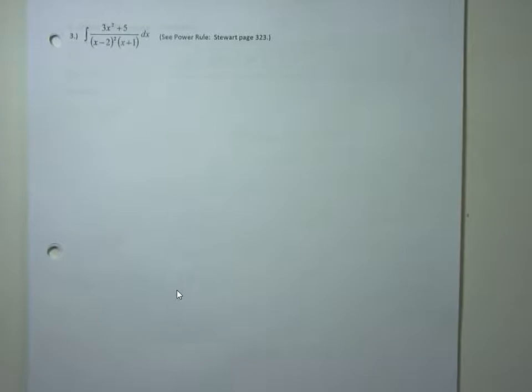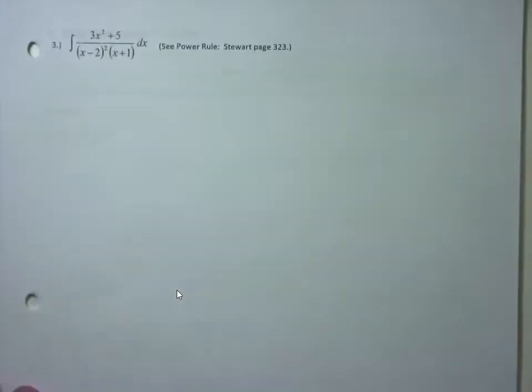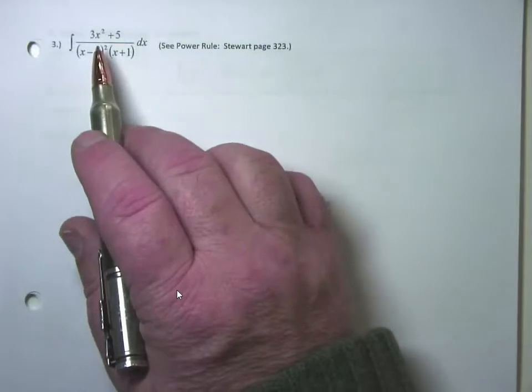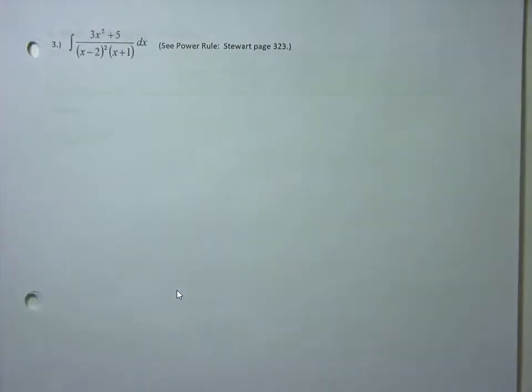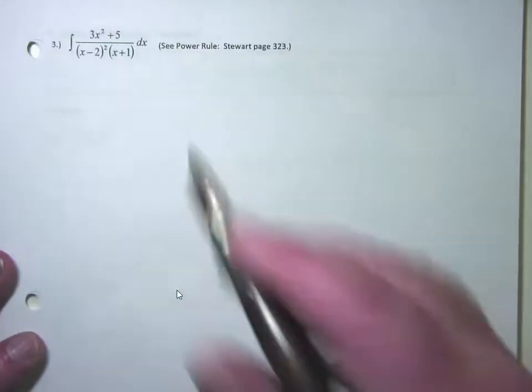Now, they were nice enough to go ahead and factor this thing for me, but this was going to be a special case of partial fractions. This is the integral of 3x squared plus 5 divided by (x minus 2) squared times (x plus 1). Now, something new has been added to this guy, and that is one of your factors is actually to a power, okay?